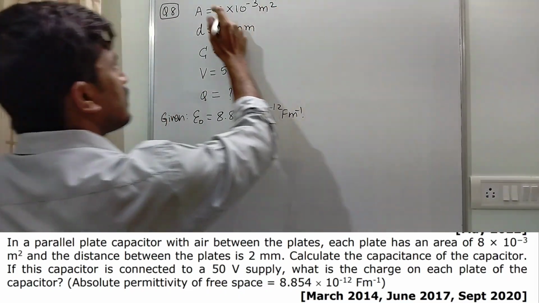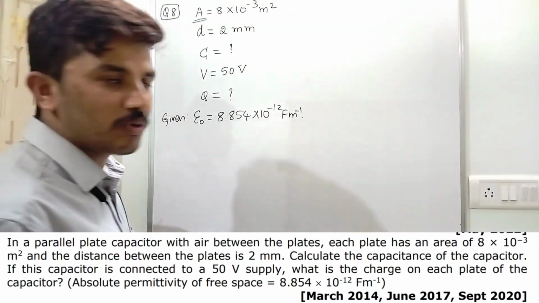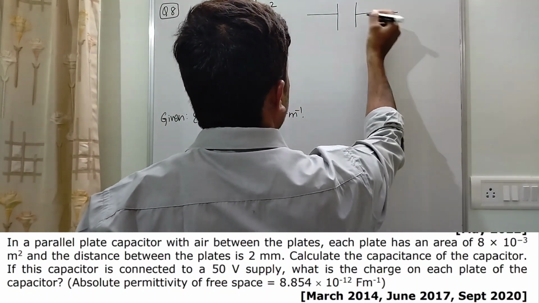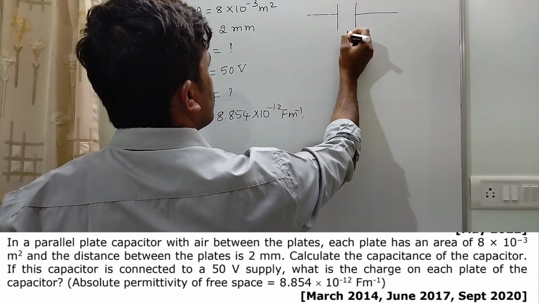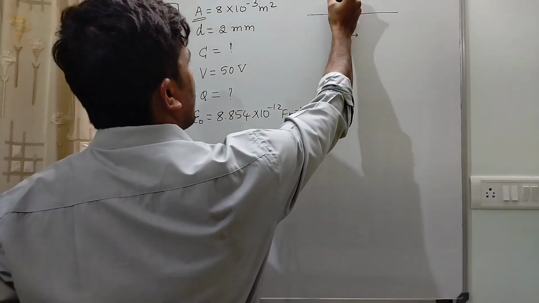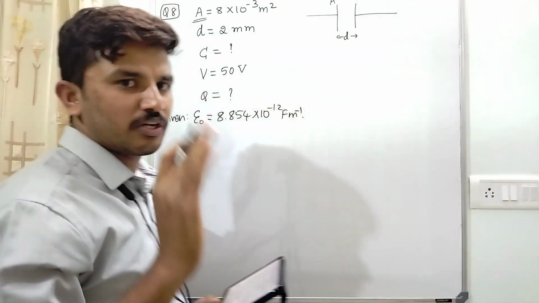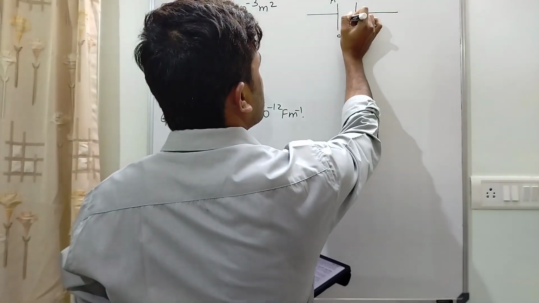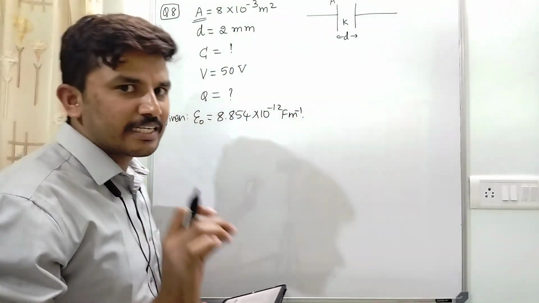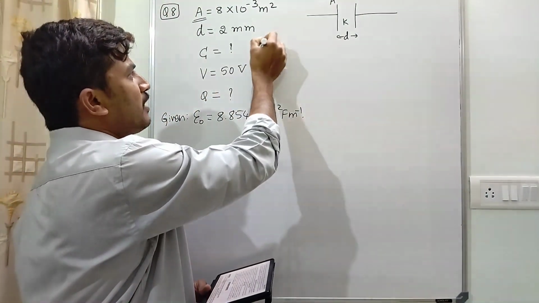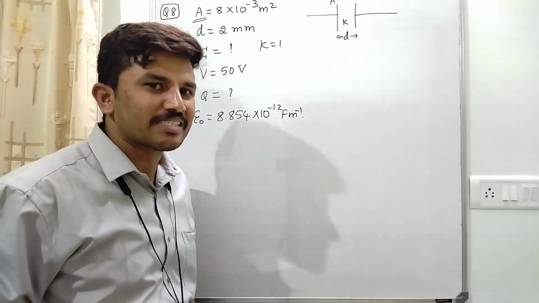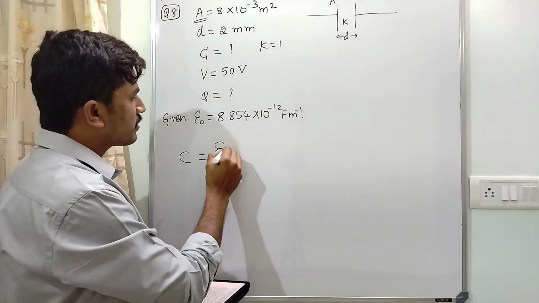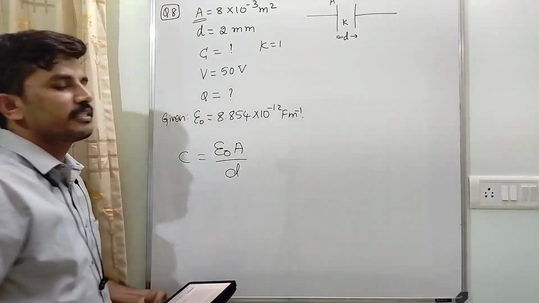Here I have written the data. The area of the plates is given. What do you mean by a parallel plate capacitor? There will be two plates like this, separated by a small distance d, and the area of each plate is A, and there will be a dielectric medium here. If you consider initially air, that dielectric constant K will be 1. So what is the formula for capacitance of the parallel plate capacitor? C is equal to epsilon naught A divided by d, isn't it?